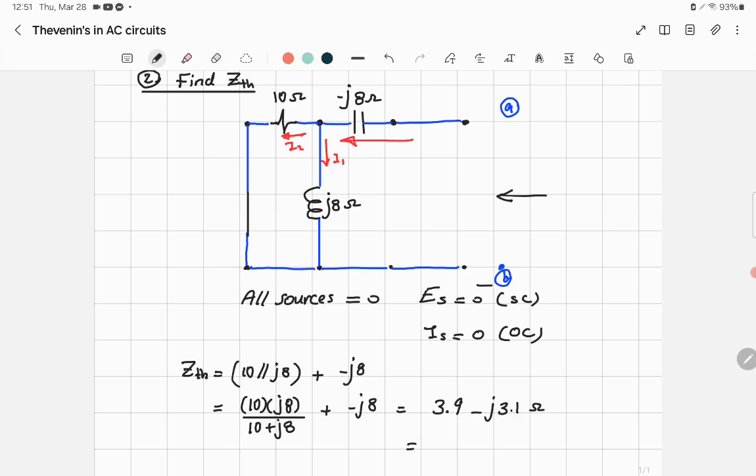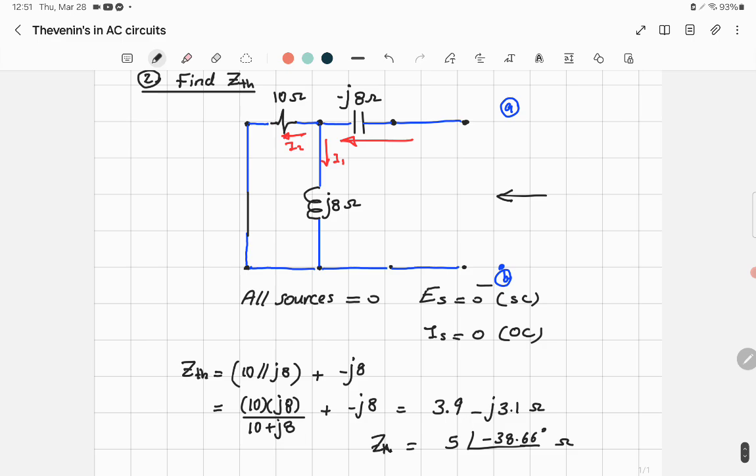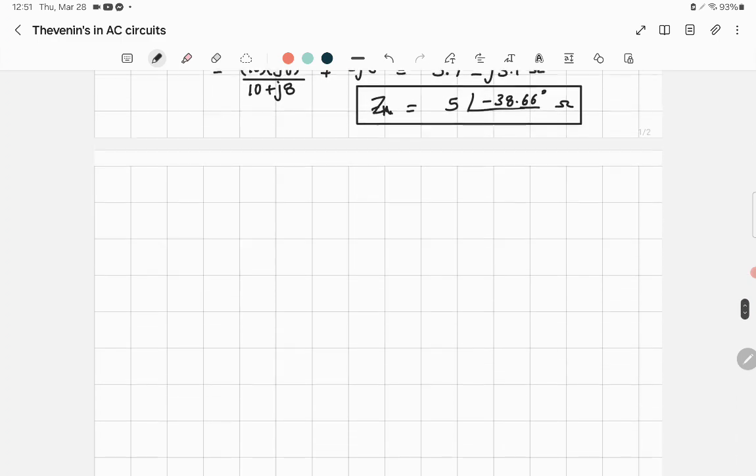If you want to express it in polar form, it'd be 5 angle negative 38.66 degree ohm. That's the impedance. So we found the equivalent Thevenin impedance. And now we're supposed to find E Thevenin, and you've got to pay attention to it. Let's not forget, that's the Thevenin impedance. And now we're going to find E Thevenin.